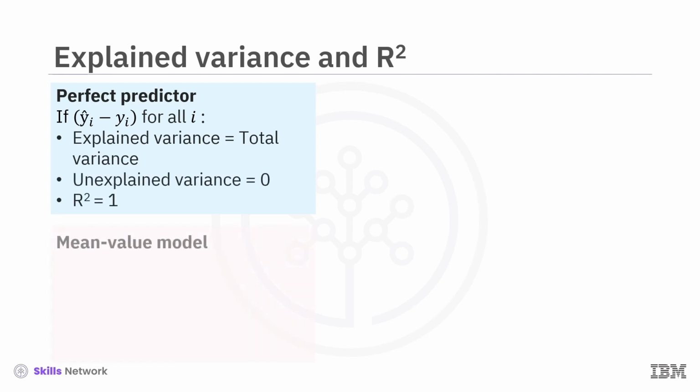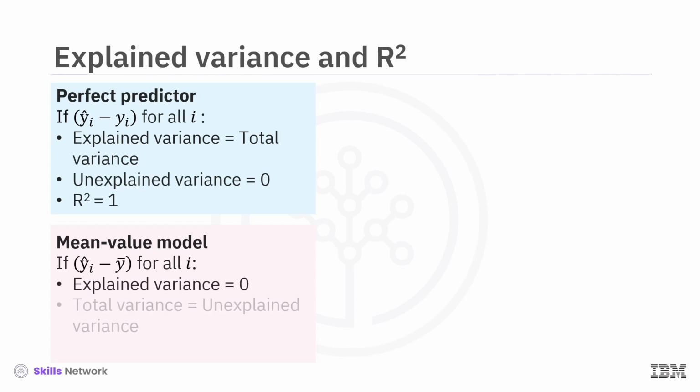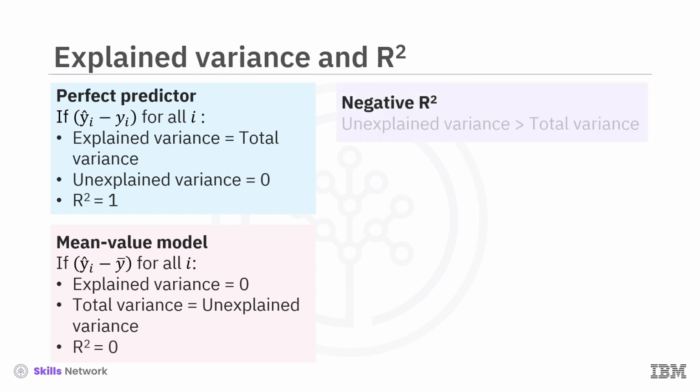Suppose the model's predictions are extremely simplistic, constantly predicting the mean of the data for every data point. In that case, it doesn't explain any variance because the explained variance is 0, and the total variance is then precisely the unexplained variance. Thus, the R squared is 0 for the simplistic mean value model. Negative R squared values mean the model performs so poorly that unexplained variance exceeds total variance.